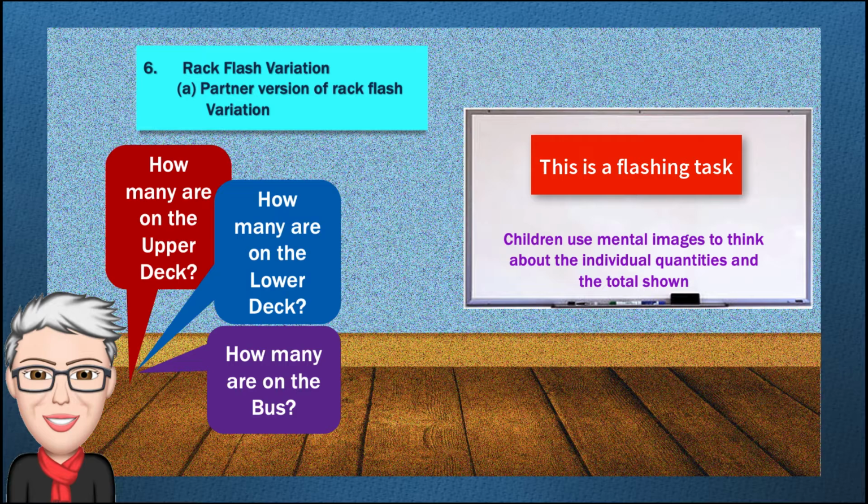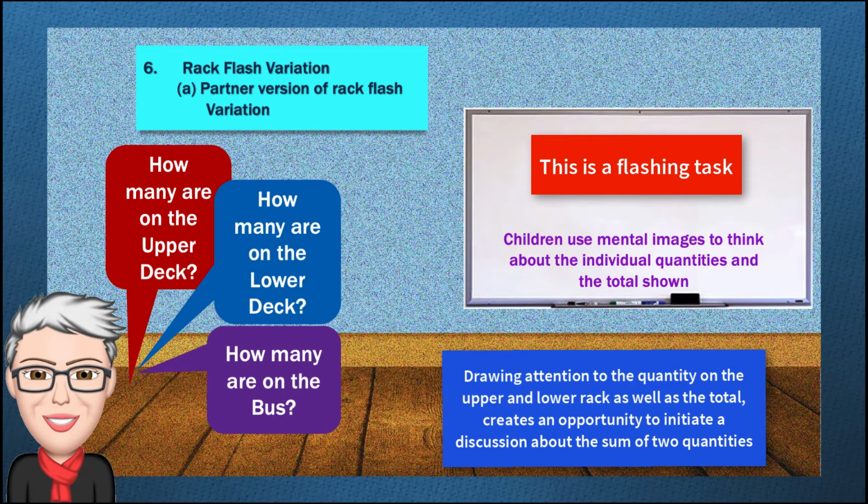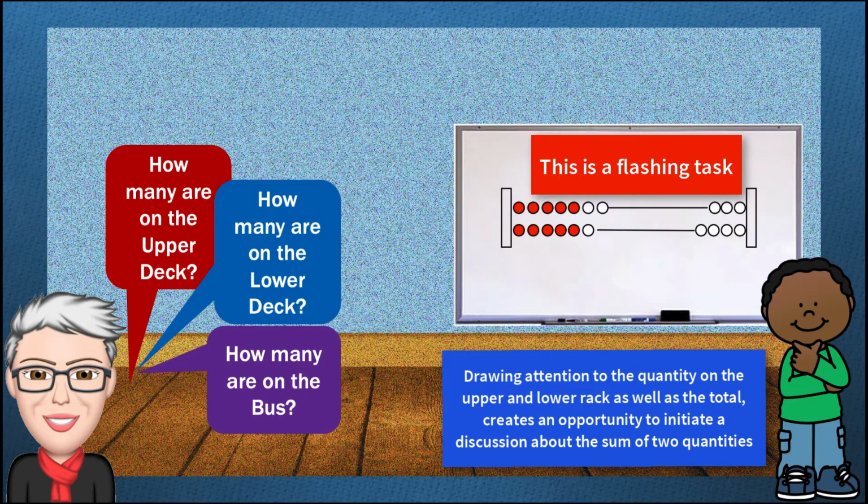This variation on Rack Flash can be thought of as a natural extension of the earlier Rack Flash task, one where children are asked to pay attention to more details. The teacher gets the class involved in the discussion by asking what they understand about someone's explanation, calling on students that have different explanations, and so on. Drawing attention to the number of people on the upper deck and the lower deck of the bus, in addition to the total, creates an opportunity for the teacher to initiate a discussion about the sum of two single-digit quantities if she chooses to do so. In this way, the task previews part 2 of the instructional sequence.